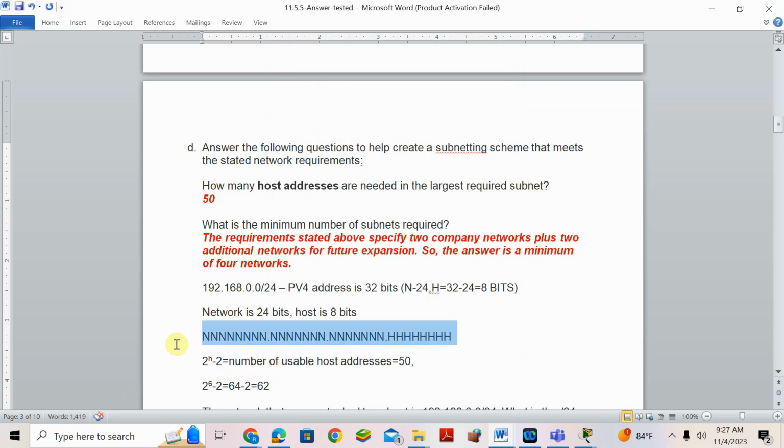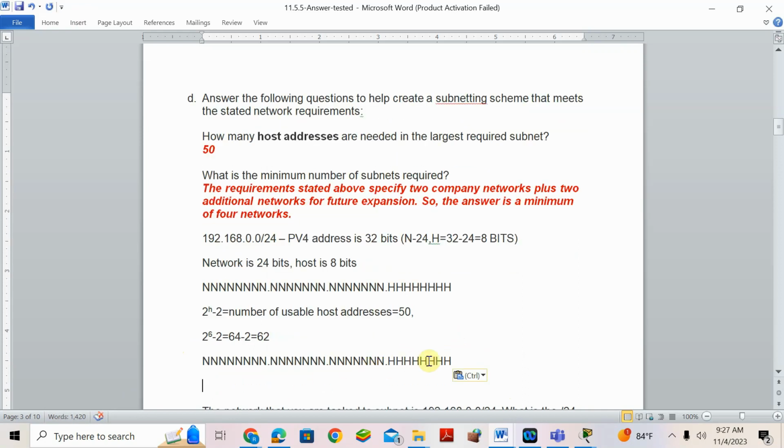I'll copy this one. I am taking from the left this many host bits, 6, which is needed because 2 power 6 minus 2 equals 64 minus 2, 62, which is greater than 50. I need 50 host addresses, so whichever gives 50, that will be the h value. So 6 I took. The remaining 2 will go for network.